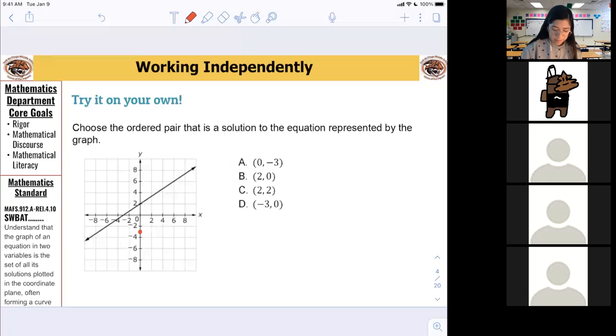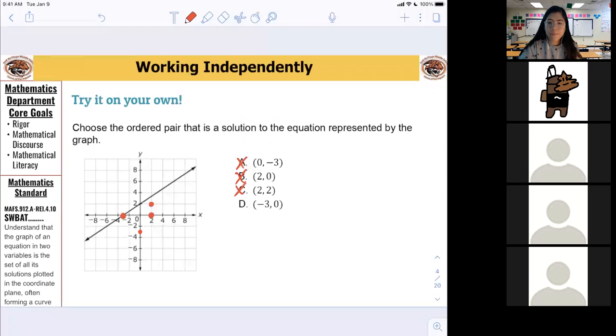Is that on the line? No. Definitely not. (2, 0) is right here. Is that on the line? No. (2, 2) is right there. Is that on the line? No. (-3, 0), how about that one? Yes, it's on the line.